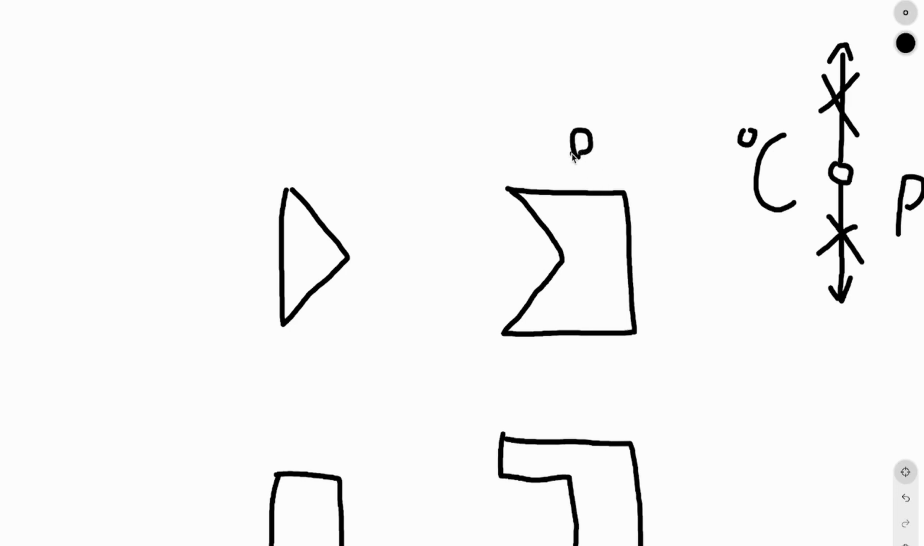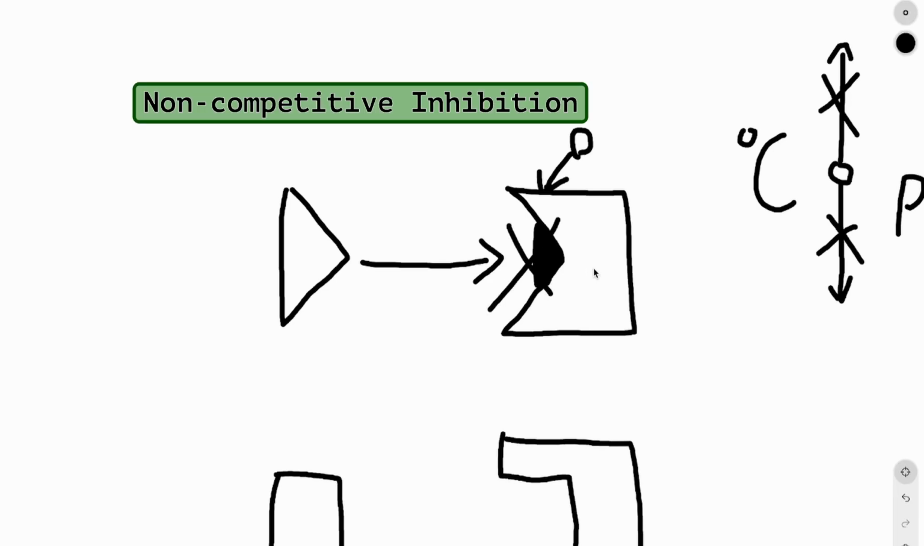Other molecules attach themselves to the enzyme in order to alter its shape. This partially or even completely prevents the reaction from taking place, as the substrate does not fit into the enzyme's active site anymore. This is called non-competitive inhibition.